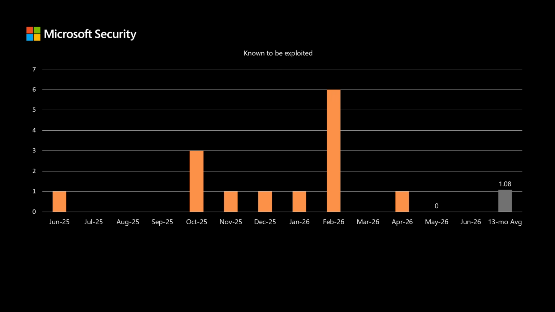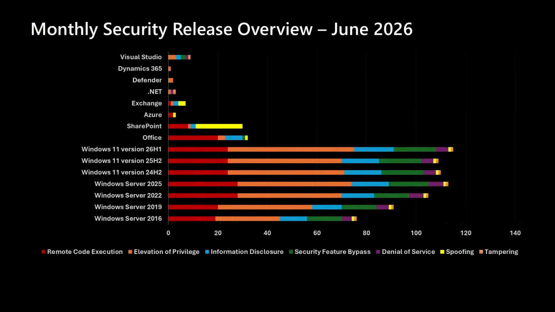And the last chart that I'll show here in relation to how this release stacks up to the previous 12 months is vulnerabilities that are known to be exploited at the time of release. These are vulnerabilities where, in one way or another, either Microsoft directly or through our partners have been able to detect exploitation of a vulnerability. This month, there are no vulnerabilities that were disclosed today that were known to be exploited prior to release, and we've been averaging just over 1 of these per month over the past 13 months. Okay, so that's the comparison.